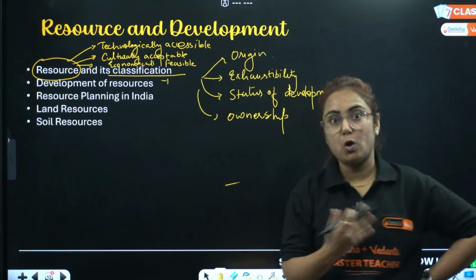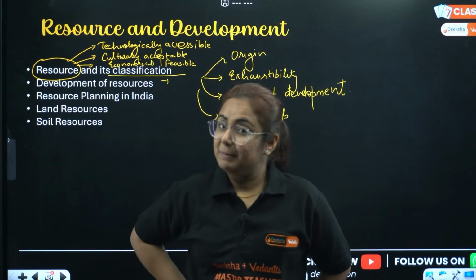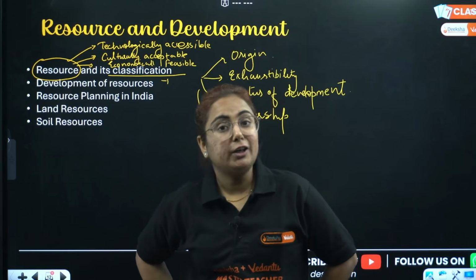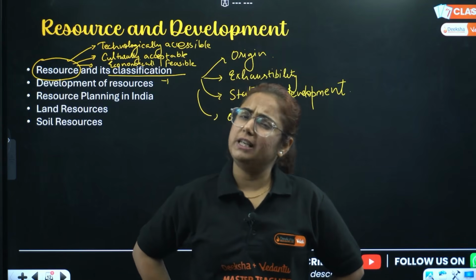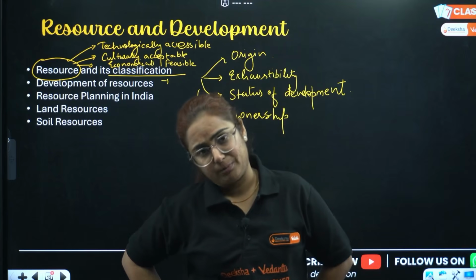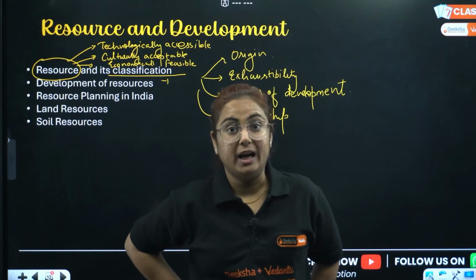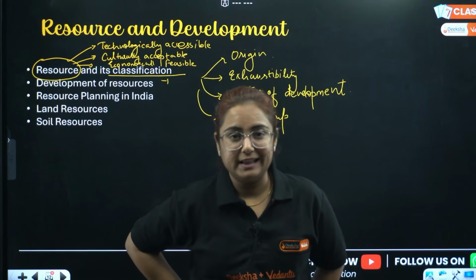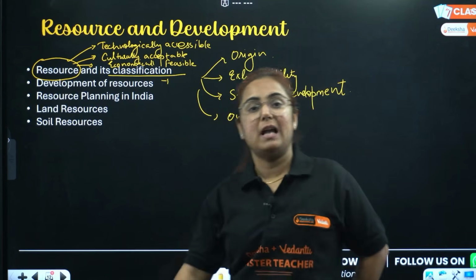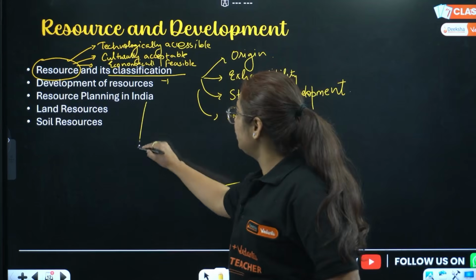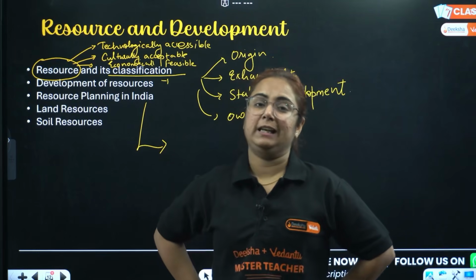Then when there are resources, people have become greedy. When people become greedy, they will start using the resources in a greedy manner. That will lead to degradation of resources. That was happening in the world, and hence the Earth Summit was organized. Where? Rio de Janeiro, Brazil, 1992, and here comes the concept of sustainable development. It was analyzed that we need to plan resource planning in India.